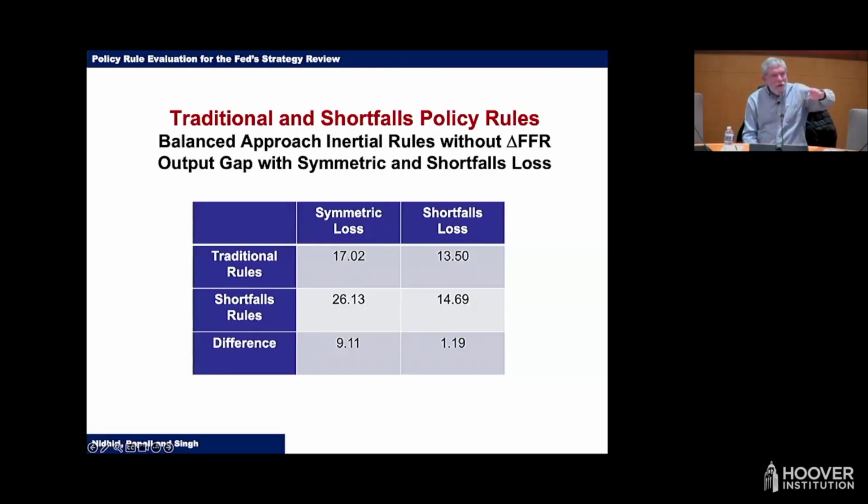Balanced approach. And by the way, we have the same things with the unemployment gap instead of the output gap. Nothing changes, just semantics. Basically, this is like six pages of tables, and I'm just picking out a few to show you. Okay.